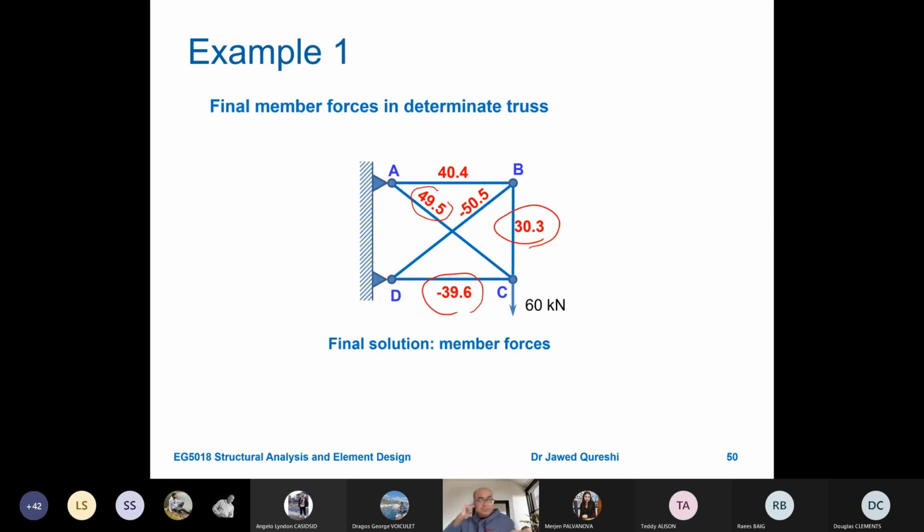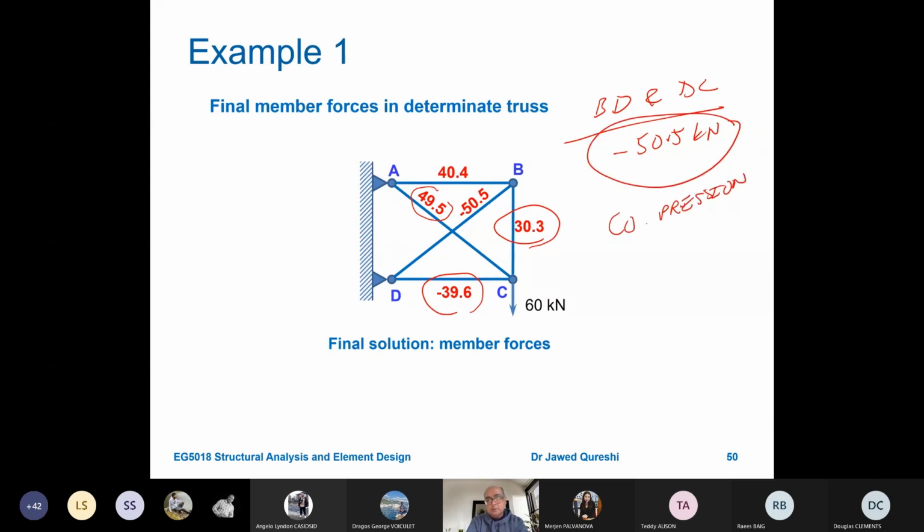Now, the purpose of these member forces is that we want to design it. If you wanted to design these members, probably take the maximum compressive force, BD and DC. The maximum force is minus 50.5 kilonewton. So design them as compression members or columns. AB, AC, and BC: the maximum force is 49.5 kilonewton, and design this as a tension member.